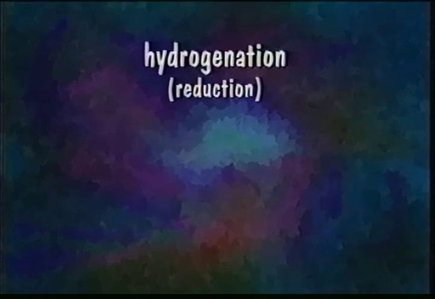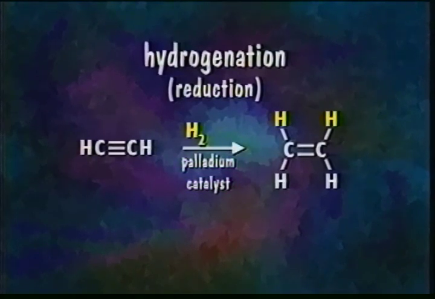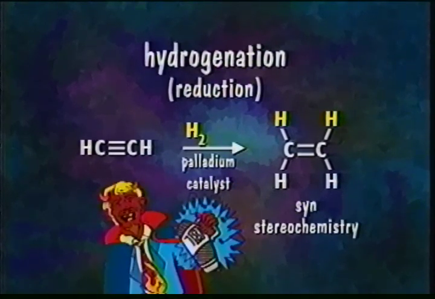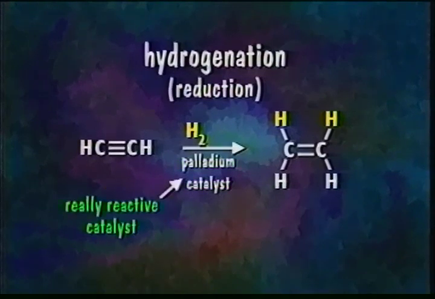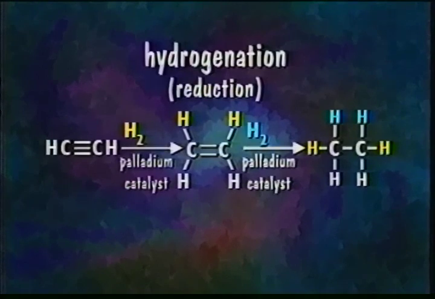Hydrogenation, or reduction, involves the metal catalyst palladium. Hydrogen, H2, is attached to the surface of the catalyst. The catalyst then adds 2 hydrogens to the same face of the alkyne, producing an alkene with syn stereochemistry. Since palladium is a really reactive catalyst, it will further reduce the alkene to an alkane, eventually producing an alkane with 4 hydrogens about the carbon-carbon bond.